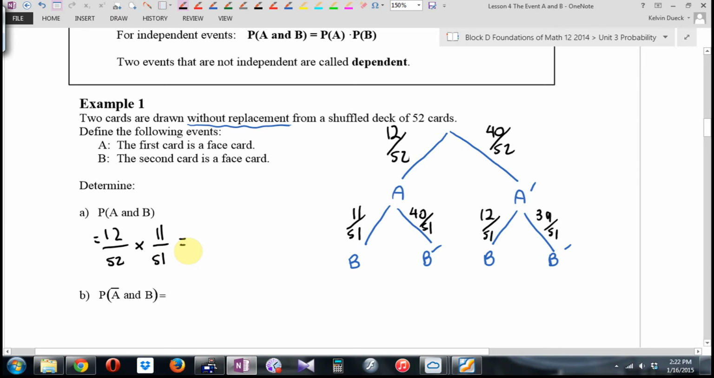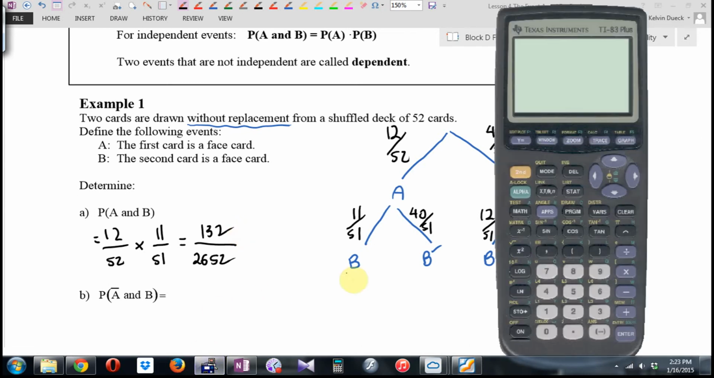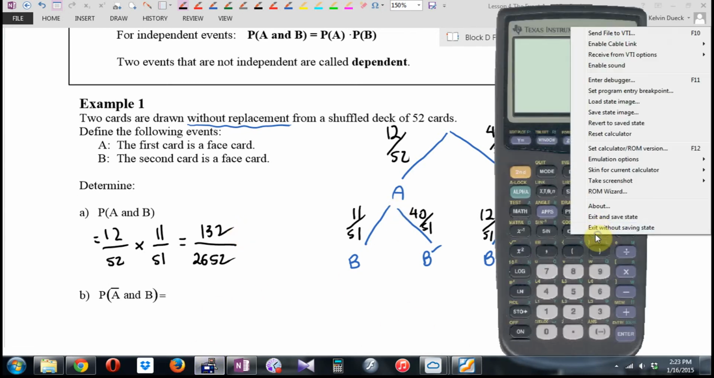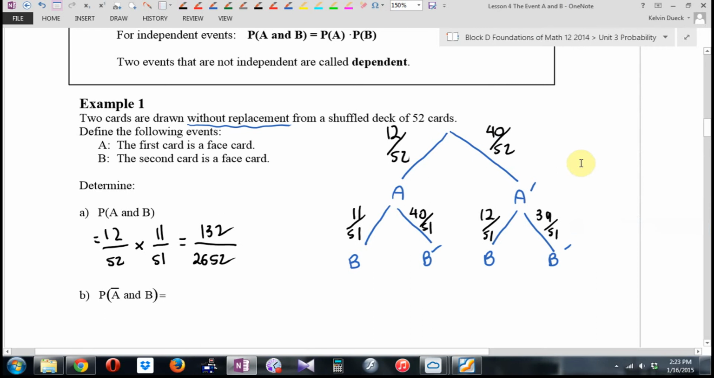I know 52 times 51 is 2652. I've memorized that over the years because it shows up so often. 12 times 11 is 132. Double check me. Oh, and you can reduce that to lowest terms if you want. What is that in lowest terms? Don't all rush for your calculators at once or anything. 11 over 221. 11 over 221? Yeah.